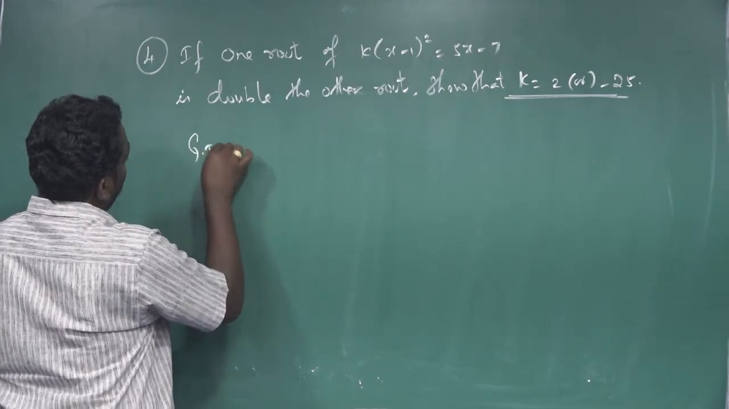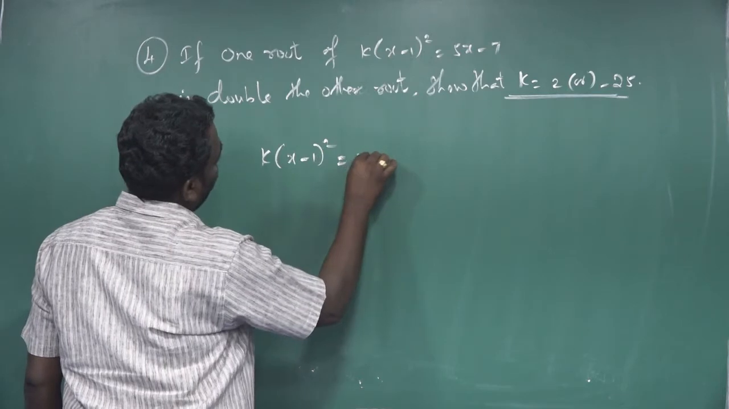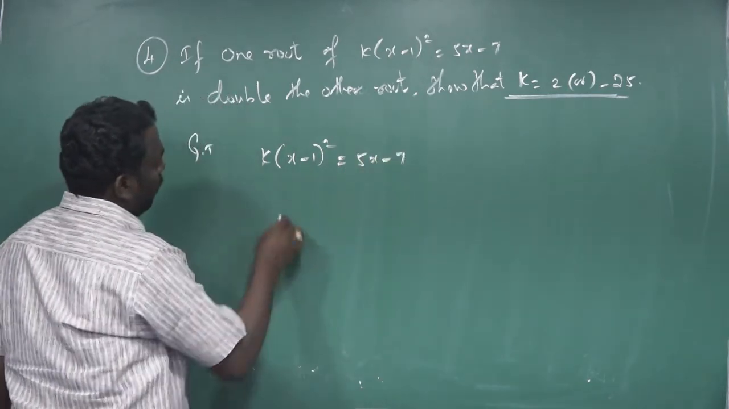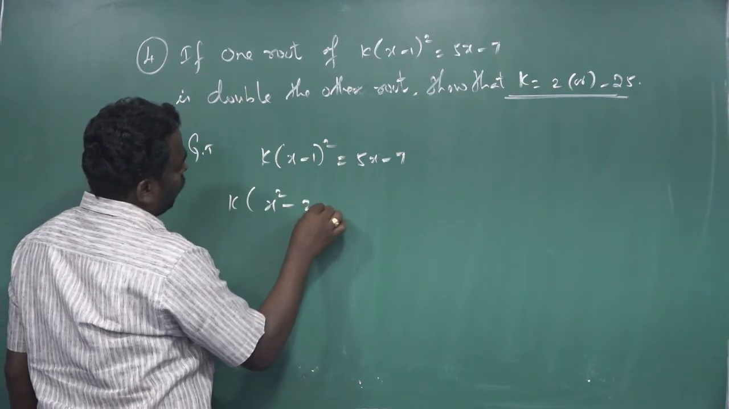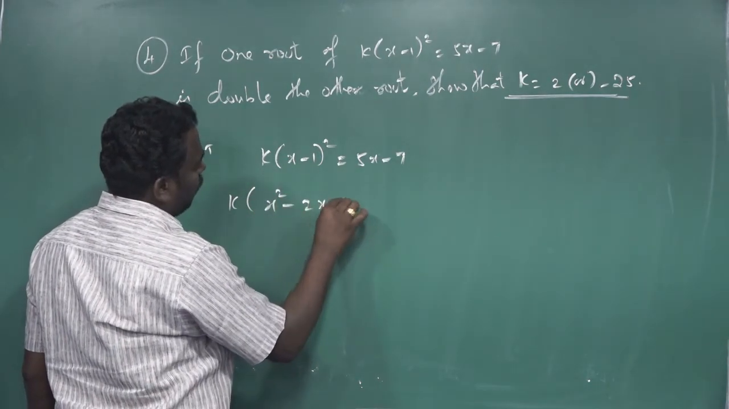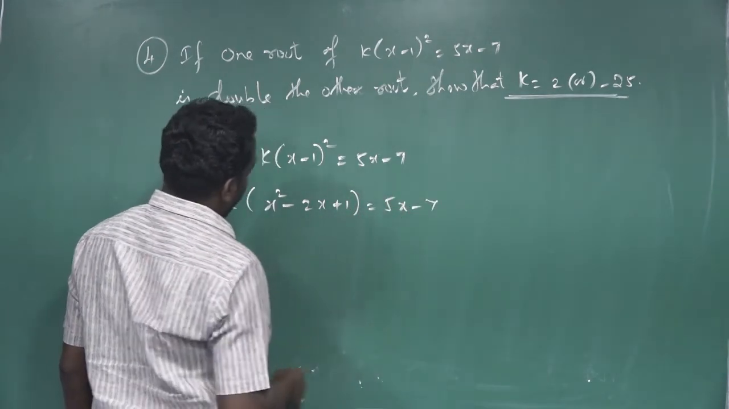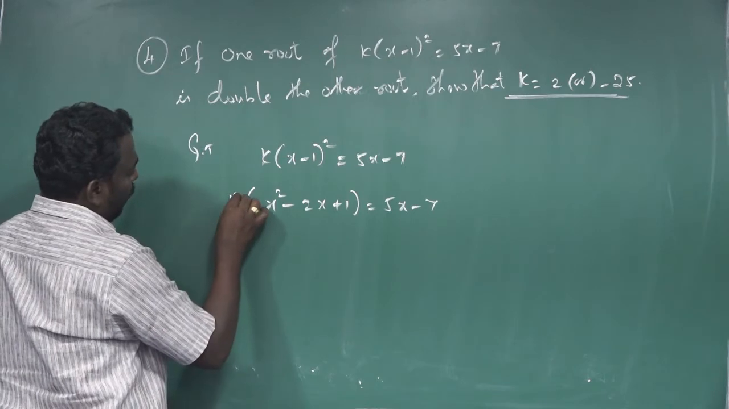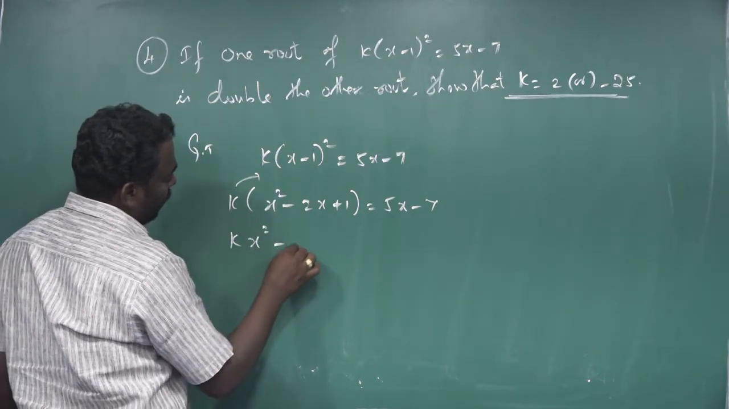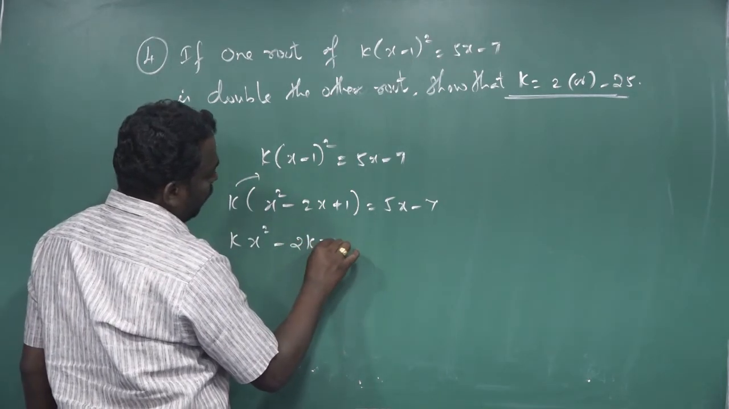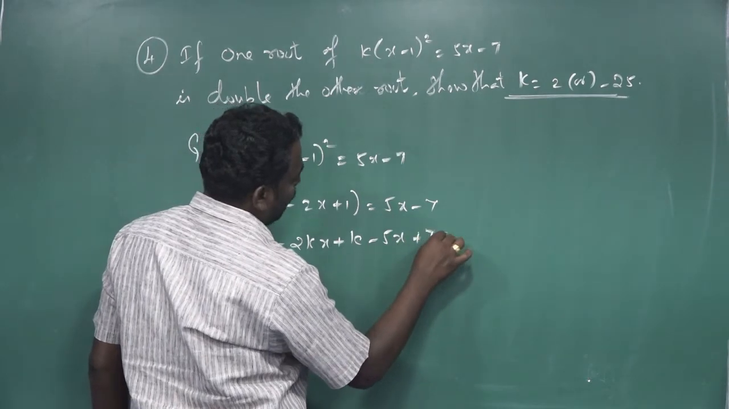Now the given equation is k into x minus 1 whole square is equal to 5x minus 7. Applying the a minus b whole square formula, k into x square minus 2 into x into 1, that is x, plus 1 square, that is 1, is equal to 5x minus 7. Now multiply the k value inside the bracket: kx square minus 2kx plus k minus 5x plus 7 equal to 0.